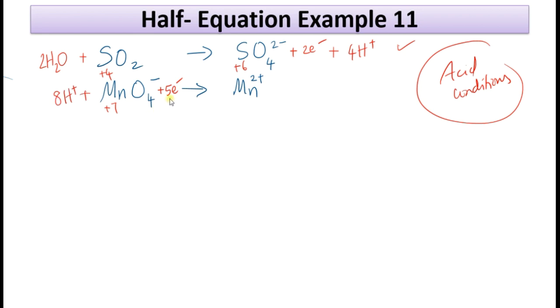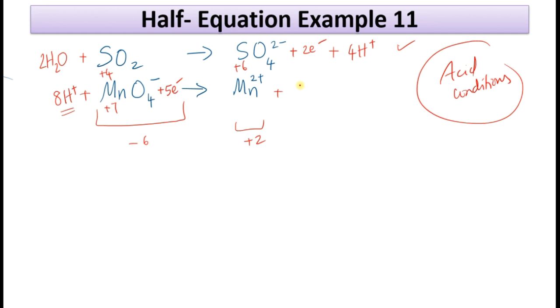As you can see, I've added 5 electrons, as it's going from 7 plus to 2 plus, and that is what you do first. And then you add this overall charge up, minus 1 and minus 5, that gives you an overall charge of minus 6. Considering just this, minus 6 to go to plus 2 overall, you need to add 8H plus on the left hand side. That's why I've added 8H plus.